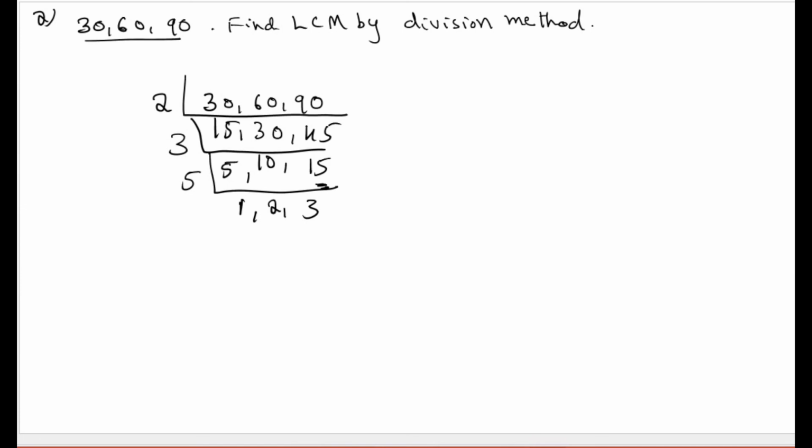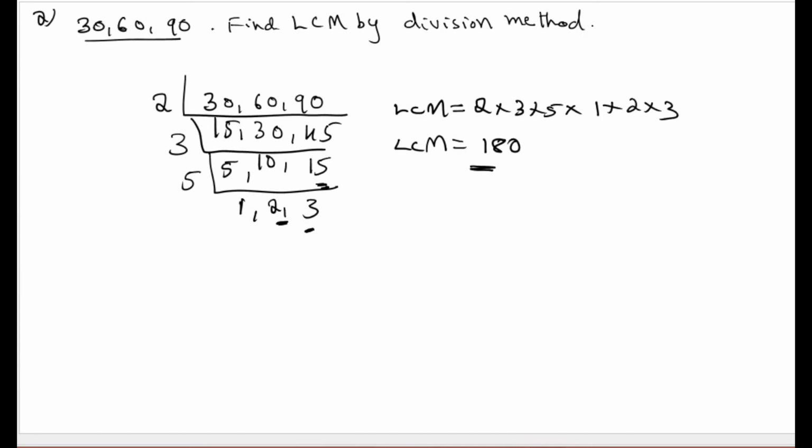Now check here. Here prime numbers, here also prime numbers. So write LCM is equal to the product of the divisors and the numbers in the last line. What are the divisors? 2, 3, 5, into the numbers in the last line: 1 into 2 into 3. So here write LCM is equal to 2 3s are 6, 6 5s are 30, 30 2s are 60, 60 into 3 is equal to 180. Therefore, the LCM for the given numbers is equal to 180.